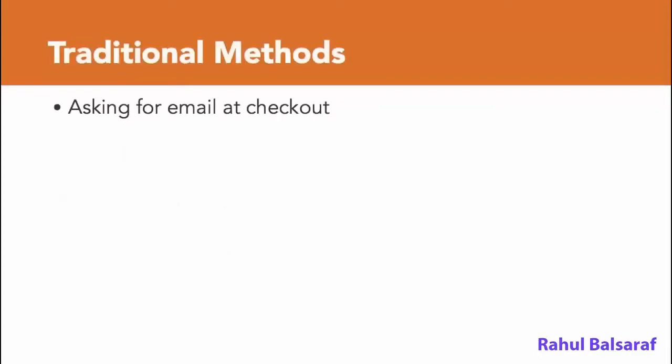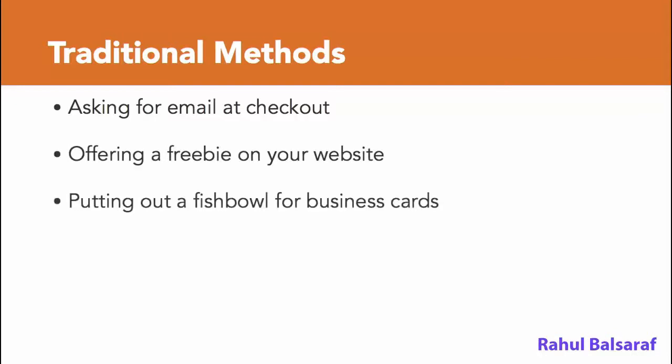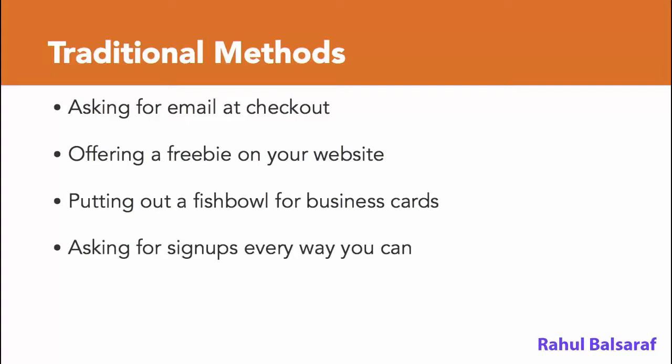Depending on your business, you may decide to implement some of the traditional methods for growing your subscriber list, including asking customers for their email at checkout, or offering a freebie for opt-ins, putting out a fishbowl and manually entering their information later, or asking for sign-ups. Whatever you do, be sure you're 100% transparent about the fact that you'll be adding their email to your list. Otherwise, you could wind up in trouble with Mailchimp.